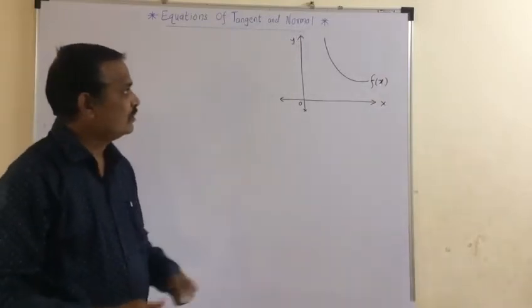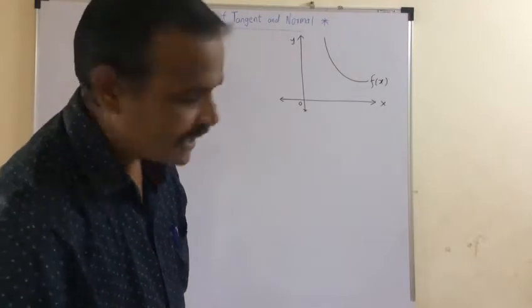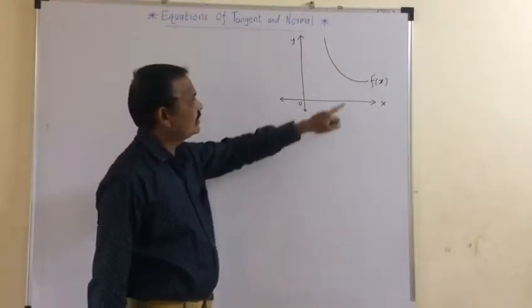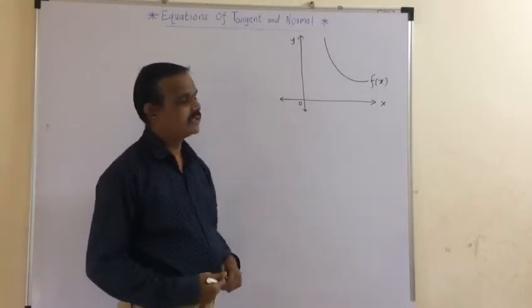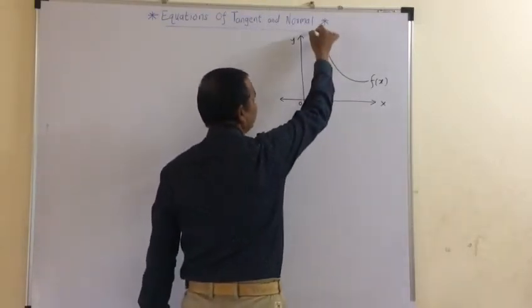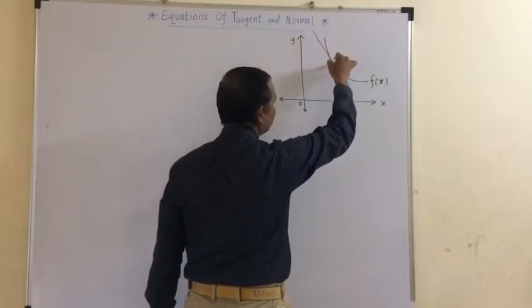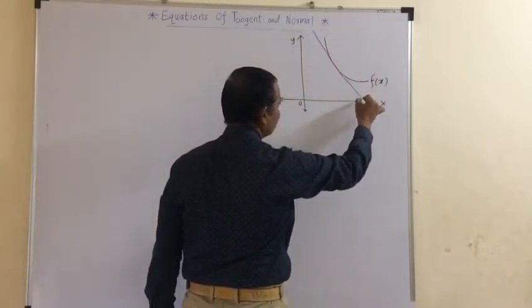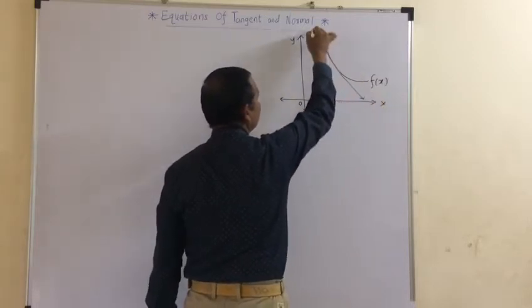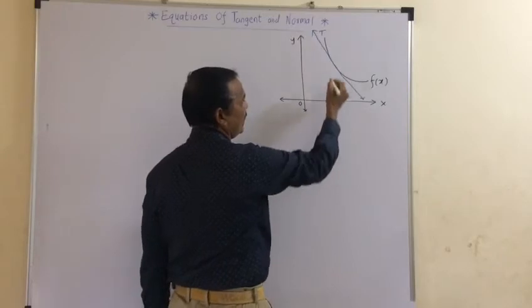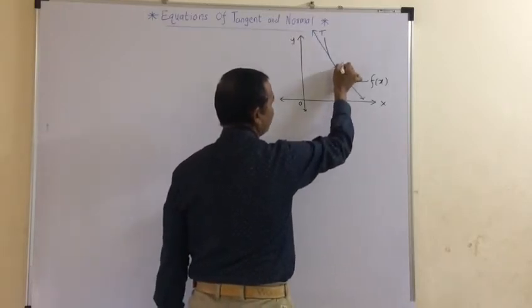Now we have to find equation of tangent to this curve. Let this we draw. Suppose this is a tangent to this curve at given point P(x, y).